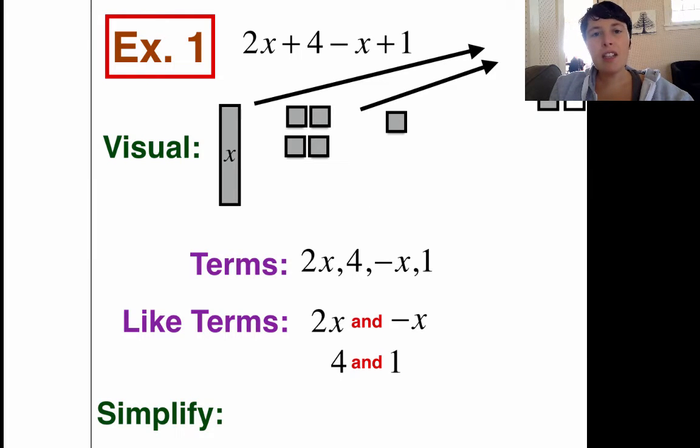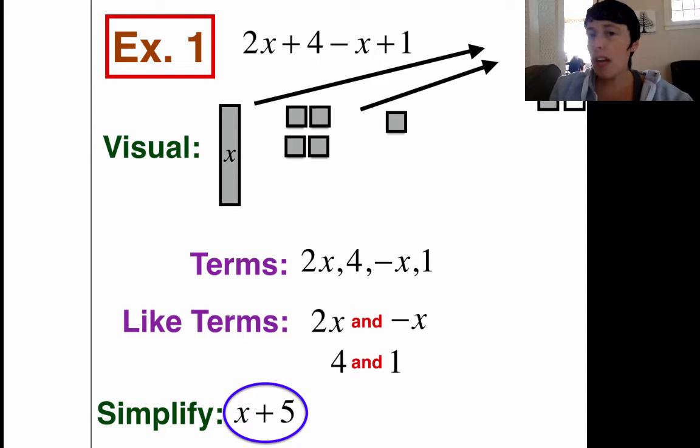So my remaining answer, what am I left with? Well, I still have 1x. And how many little units do I have? 1, 2, 3, 4, 5. So I have an x plus 5. That's my simplified answer. Again, I haven't solved. I don't know what x is yet, but I can simplify this big expression down to x plus 5.